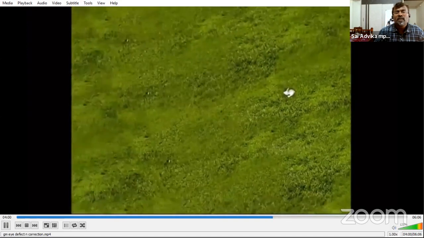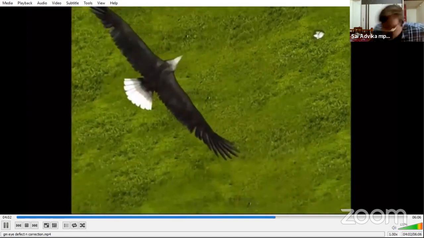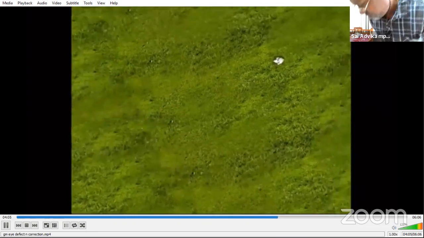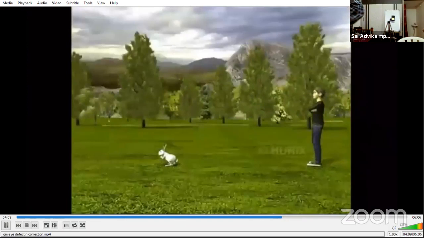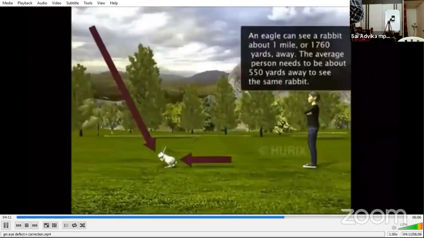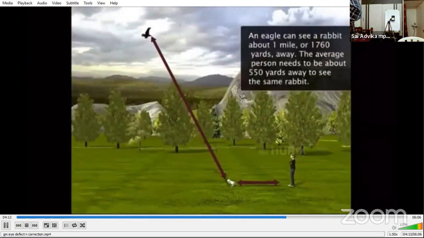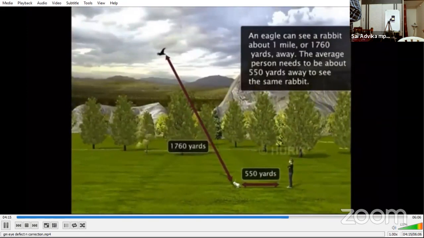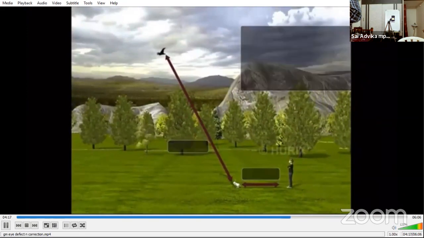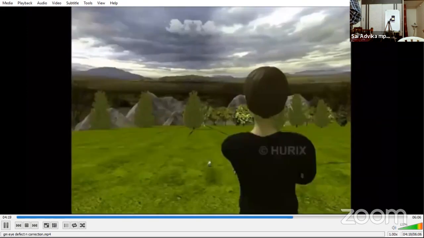How far can an eagle see? A lot further than a human eye can see. That's why when someone says, "You must have eagle eyes," they mean you can see a really long way.